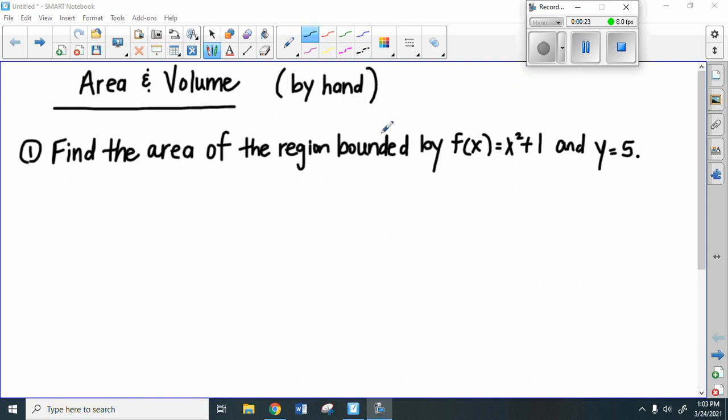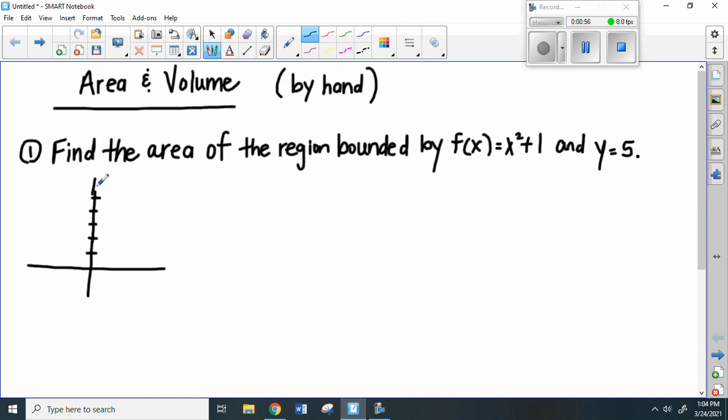All right, so my first problem says find the area of the region bounded by f of x equals x squared plus 1 and y equals 5. Now, this is a graph that you are expected to know what it looks like without a calculator, okay? Now, f of x equals x squared is your standard parabola that goes through the origin, but if I put a plus 1 on it, then it is that same parabola shifted up 1, okay?